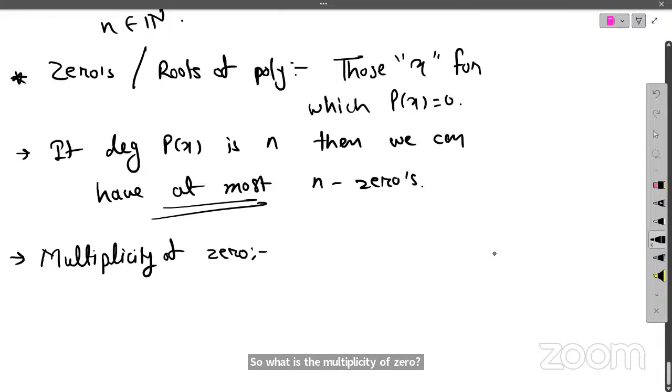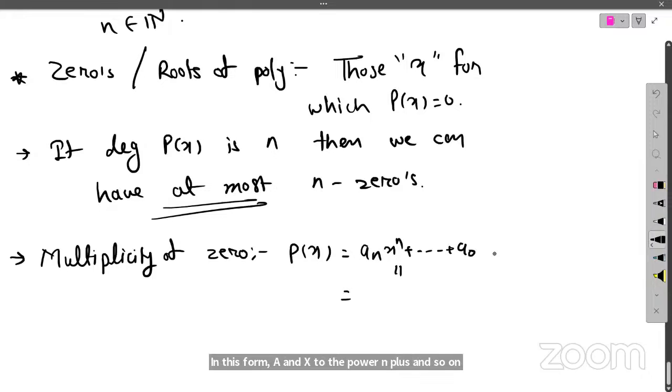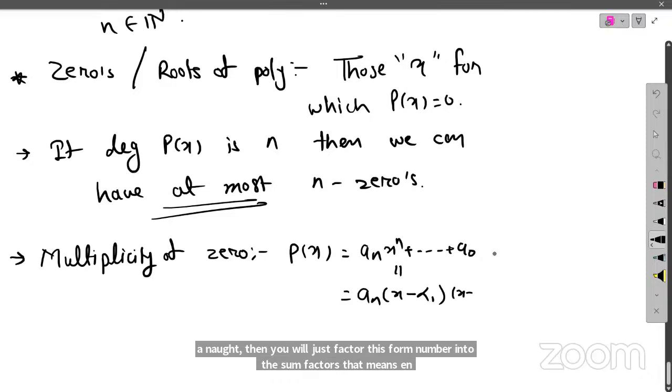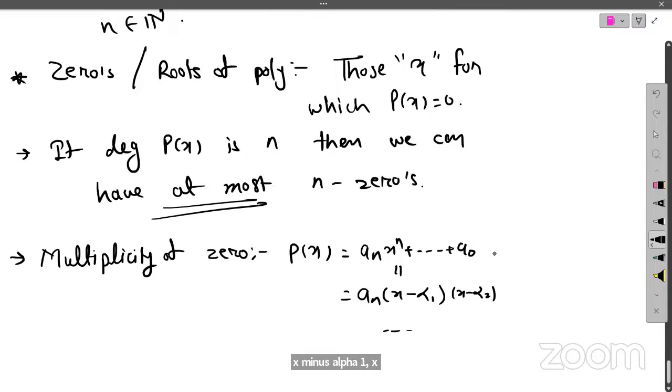So multiplicity of zero means, if a polynomial is given to you in this form, a n x to the power n plus and so on plus a naught, then you just factor this polynomial into its factors. That means a n times (x minus alpha 1), (x minus alpha 2), and so on, (x minus alpha n). Right, so in this way you can factor your polynomial.